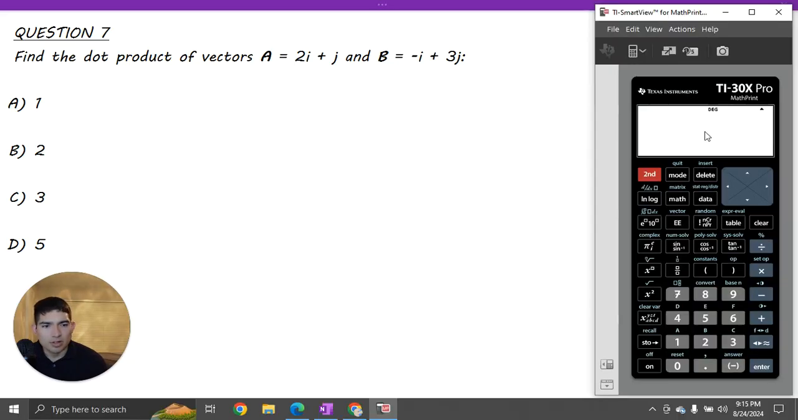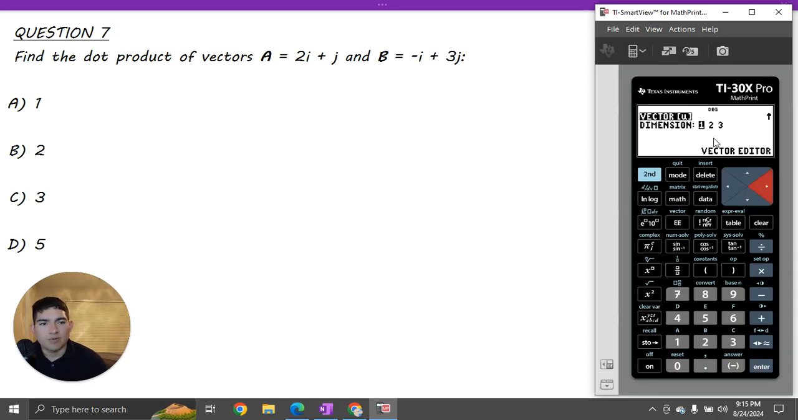Okay, so here's our calculator. What we're going to do is we're going to hit second, and then we're going to go to vector. What we need to do is we need to enter these vectors into the calculator. So the way we do that is we go to edit, and we'll start off with our first vector here.